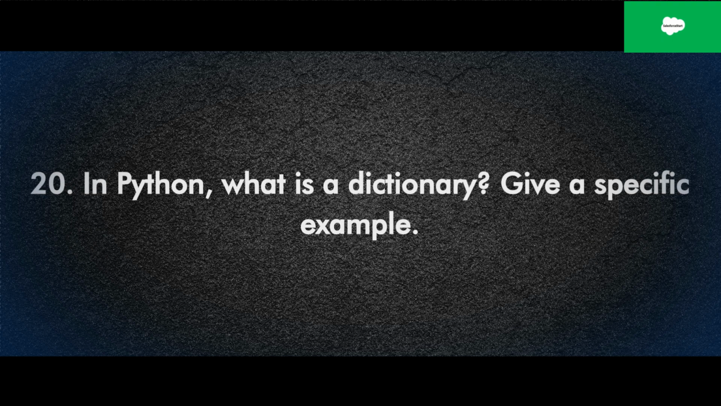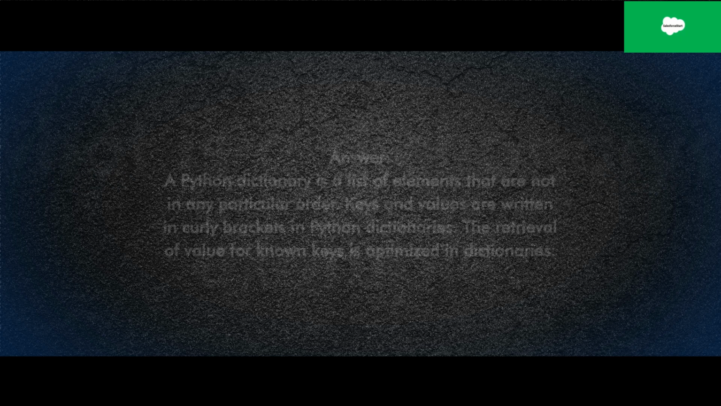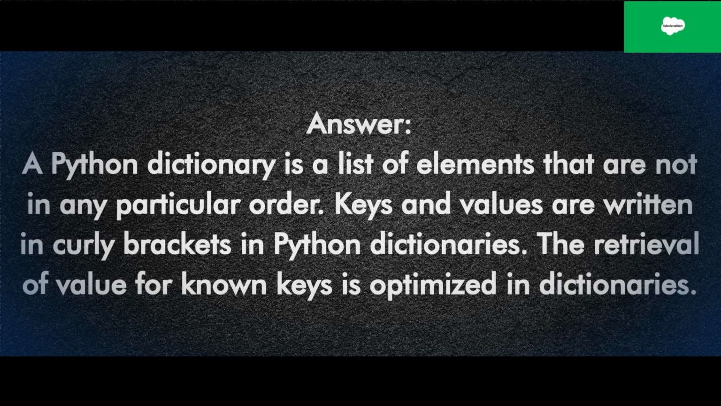20. In Python, what is a dictionary? Give a specific example. Answer. A Python dictionary is a collection of elements that are not in any particular order. Keys and values are written in curly brackets in Python dictionaries. The retrieval of value for known keys is optimized in dictionaries.